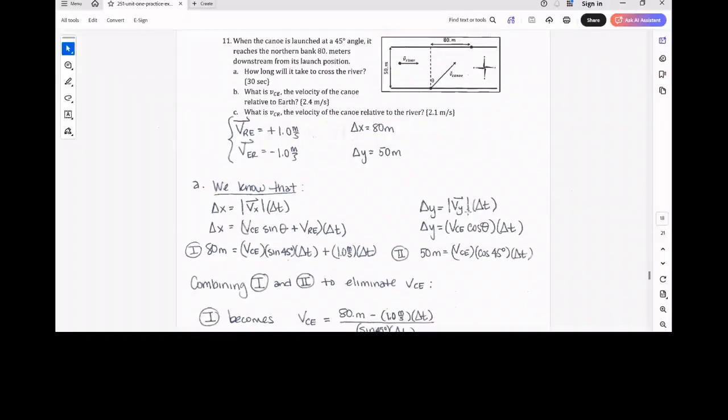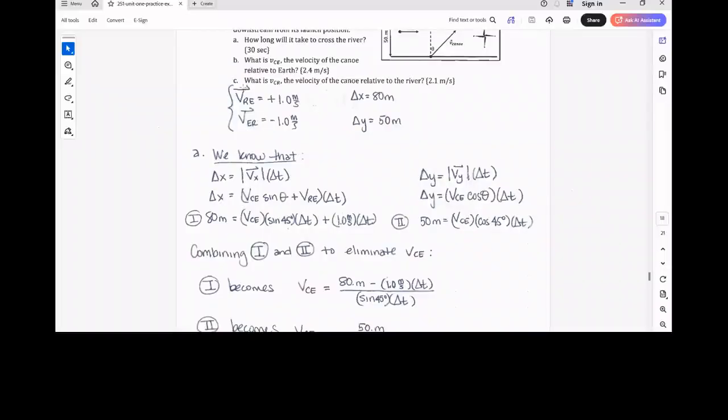Next, what if we launch the canoe at a 45-degree angle, and we launch it so that the canoe is at least partially working with the river? If that canoe ends up 80 meters downstream from the launch position, we can calculate the time, the velocity of the canoe relative to Earth, because that's going to be different in this case because the river is helping, not hurting. And then VCR, the velocity of the canoe relative to the river.